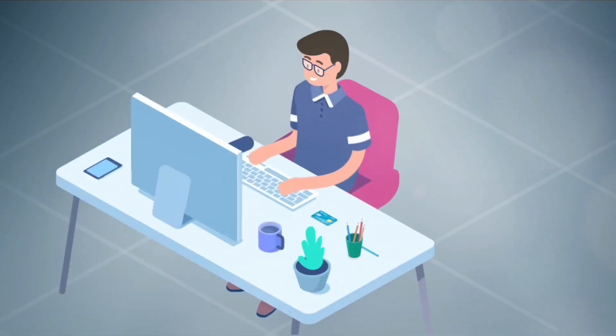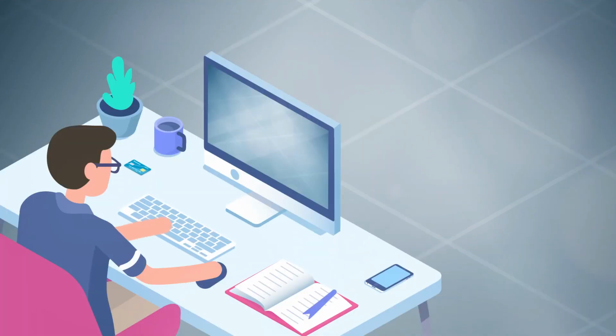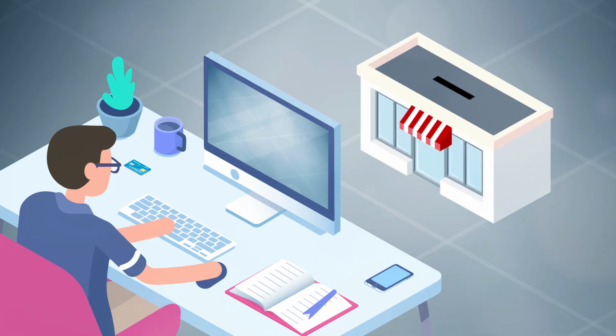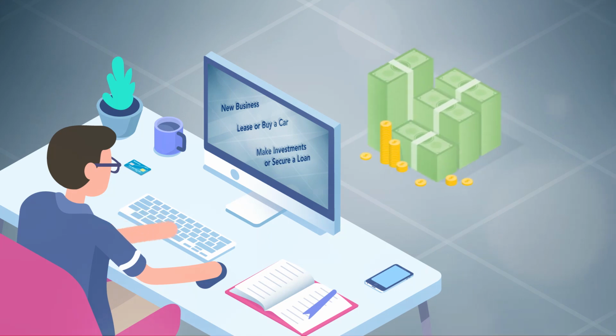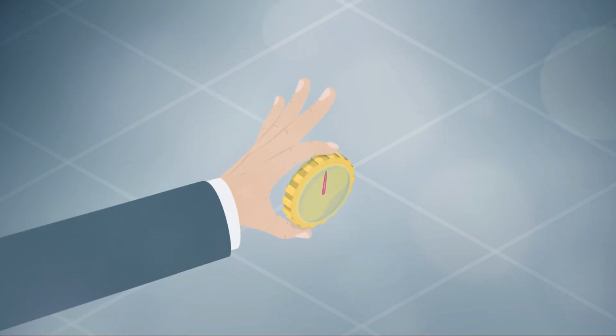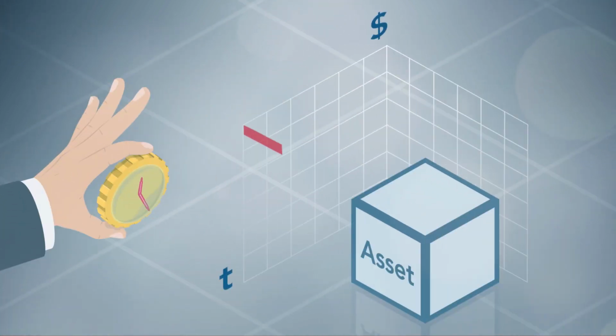In today's world, there are few aspects of our life that are not impacted by the world of finance. Financial instruments allow us to invest in a new business, lease or buy a car, make investments, or secure a loan. A key driver of value in any financial agreement is the concept of time, the notion that an asset today is worth more than an asset in the future.